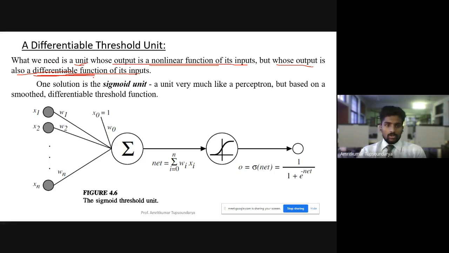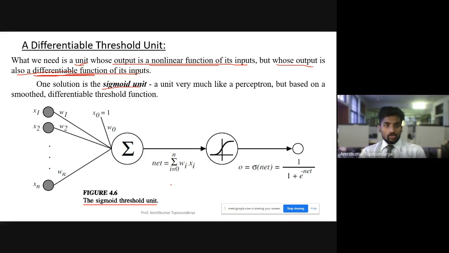So one solution here is the sigmoid unit. What is this unit? As you can see here, this is the diagram of the sigmoid threshold unit. Now, what is this sigmoid function or sigmoid unit, which can be a potential solution for what we are looking for, a non-linear function and a differentiable threshold unit? This sigmoid unit is similar to a perceptron, as you can clearly make out from the diagram. It is almost similar to the perceptron.